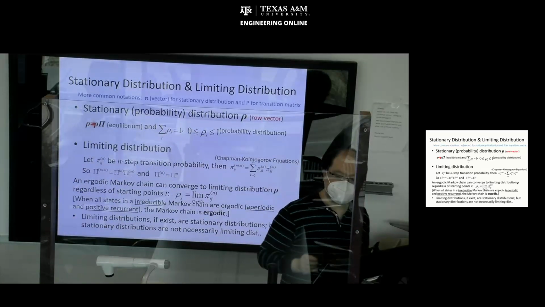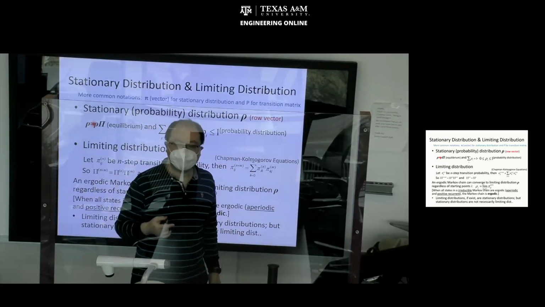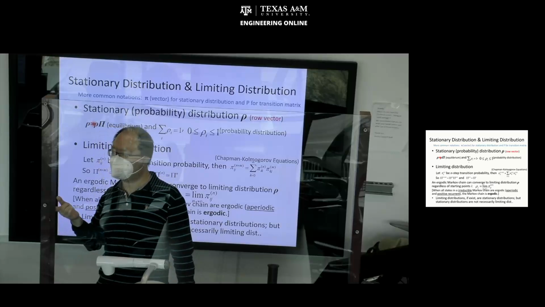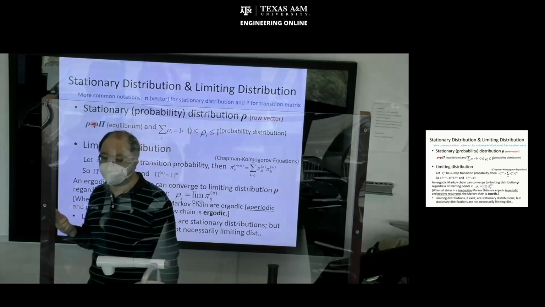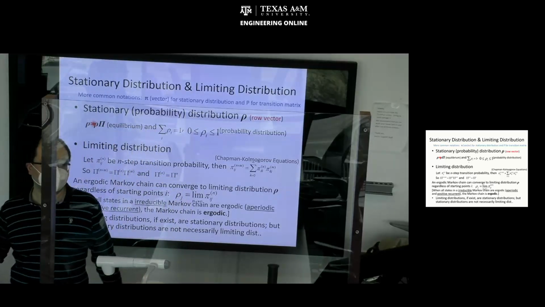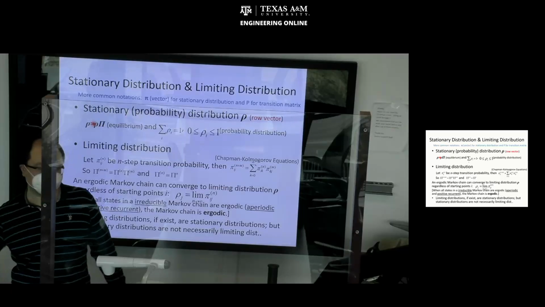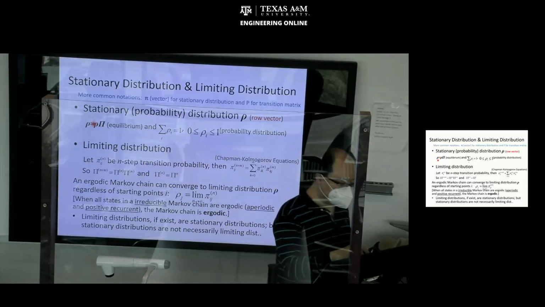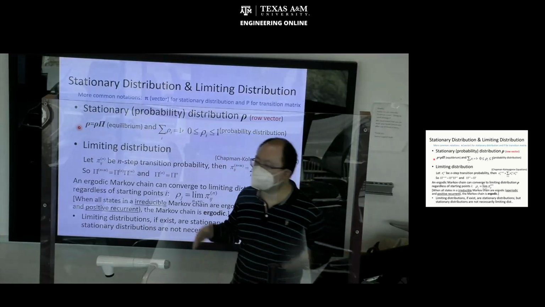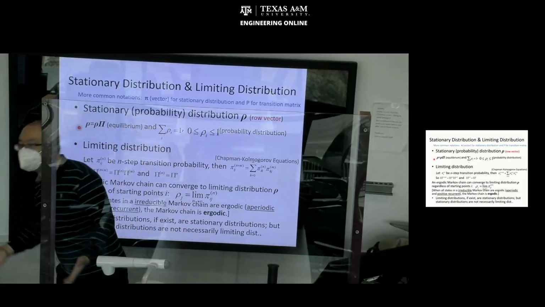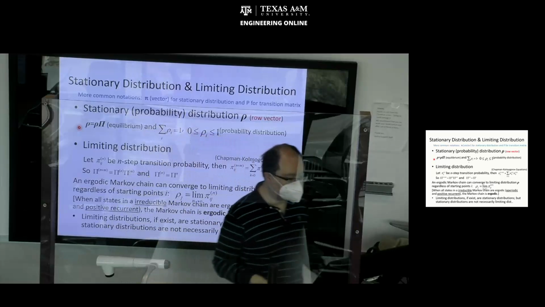So if it equals rho, it means what? It means after one step of transition, you still end up having this distribution rho. This means once you reach the distribution rho, you are stuck there forever, because after one step of transition, two steps of transition, you still end up having rho. So that's why we say it's equilibrium. This is a stationary distribution, meaning that once you're there, you're going to stay there. That's what stationary distribution means.